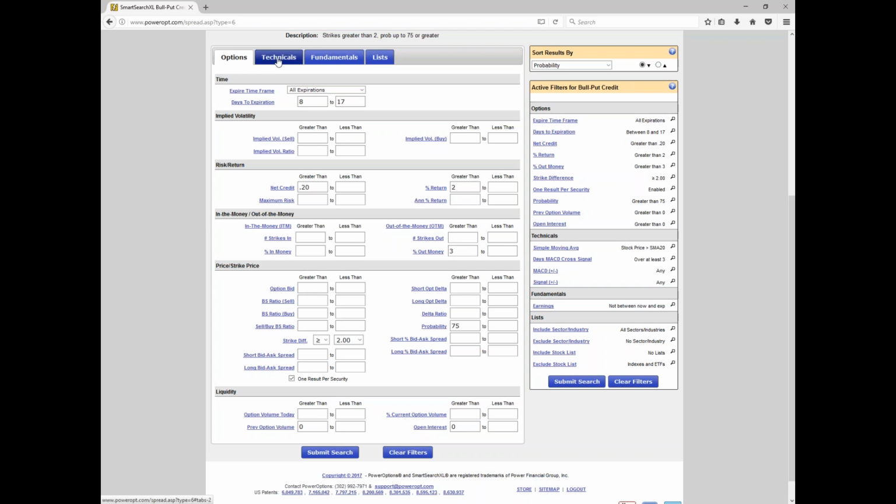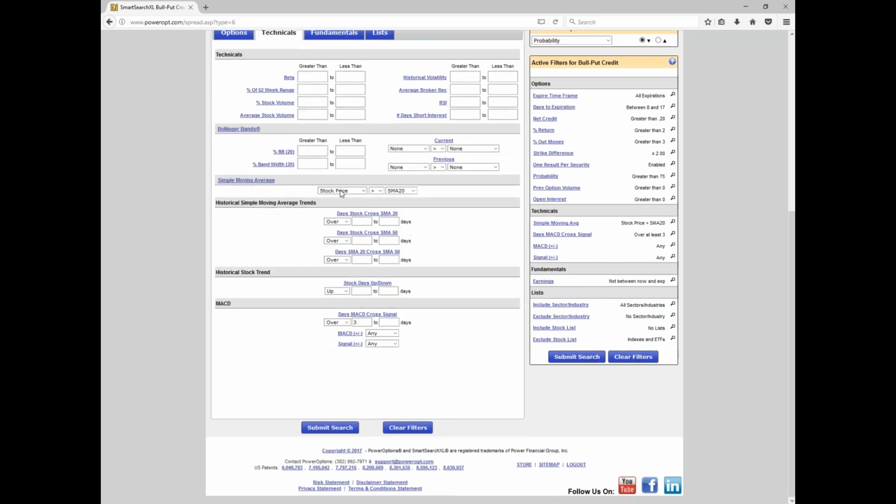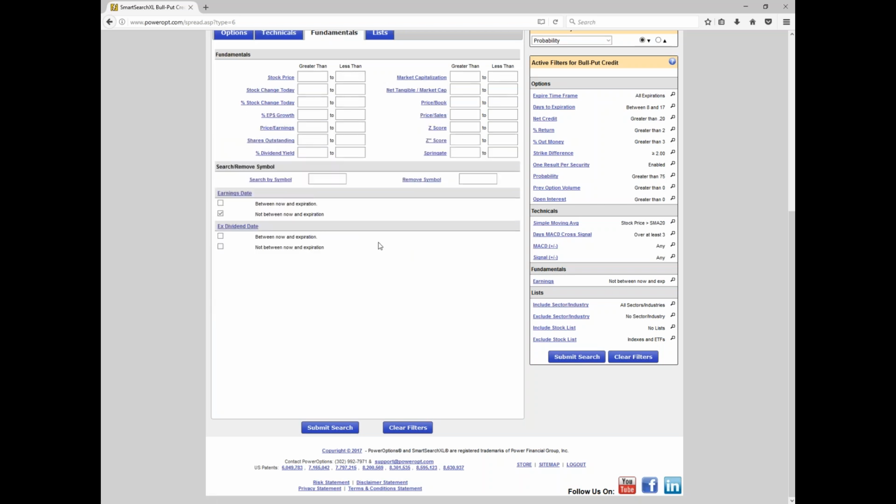Well, let's go to technicals. Remember, we wanted stocks that are trading above their 20-day moving average. And at the same time, I want to look for a strong MACD crossover. In this case, we're looking for stocks where the MACD has crossed the signal line by at least 3 days. Remember, this is for the bullish ones now. And of course, I'm just going to avoid earnings between now and expiration. That's not a lot of criteria, is it? Not at all.